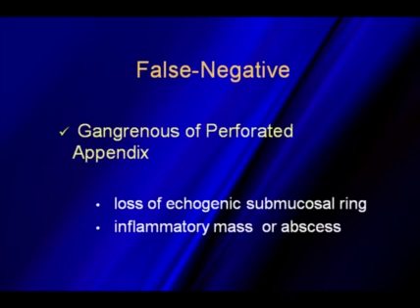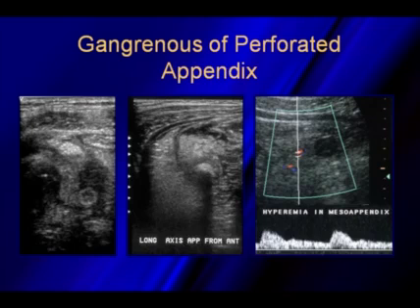Now, looking at a gangrenous or perforated appendix, what will happen is you'll lose the echogenic submucosal ring, and what we're looking for is more of an inflammatory mass or abscess within this. So in scanning this patient, when we put the transducer down, we found what I like to call a big Goomba, where you're like, what on earth is going on here?